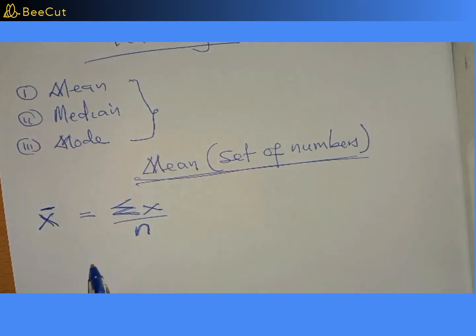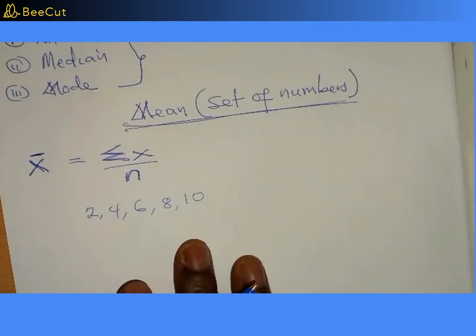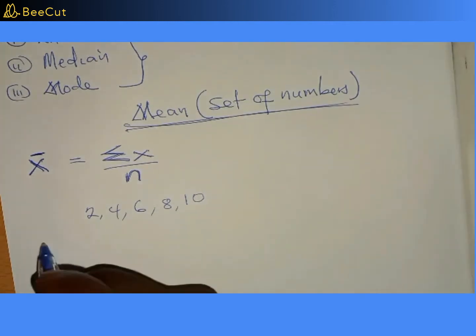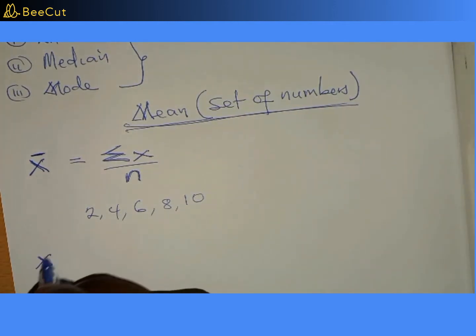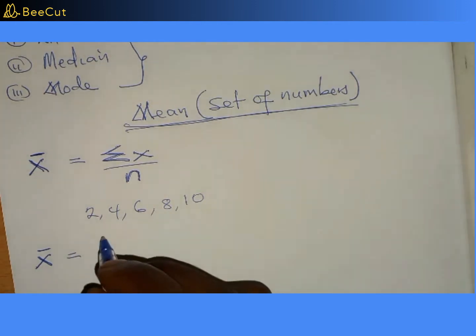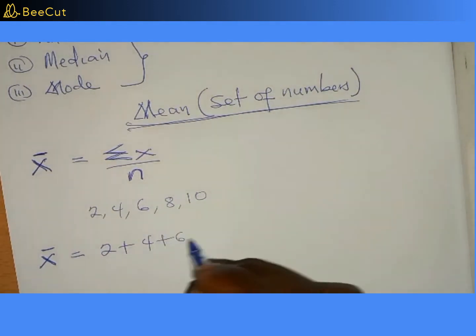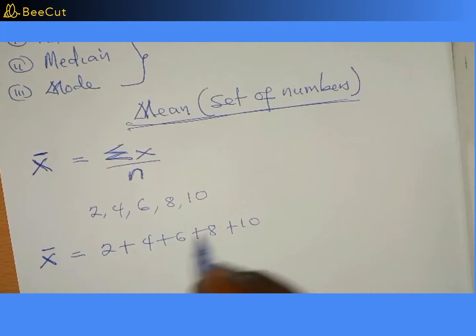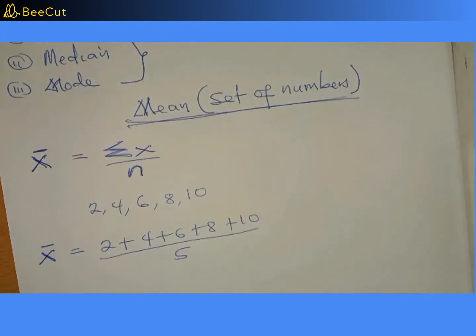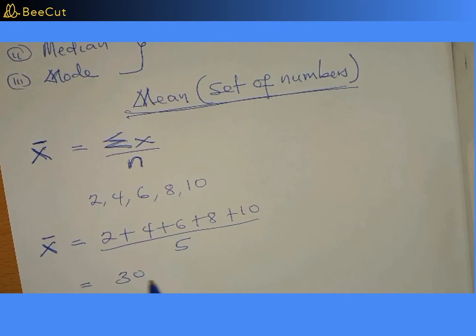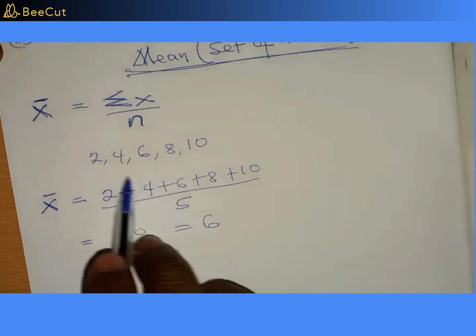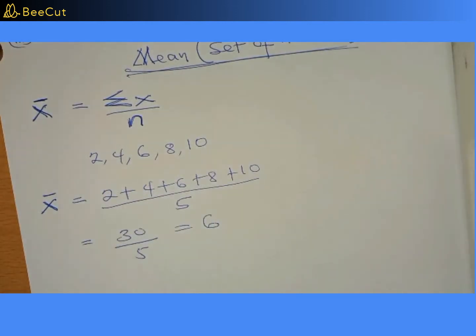For example, if I give you 2, 4, 6, 8, and 10, and ask you to find the mean or the average of these numbers, then x bar is equal to the summation of all the numbers, that is 2 plus 4 plus 6 plus 8 plus 10, all over 5 numbers. When you sum these up, you get 30 over 5, which gives us 6. Therefore, the mean of this set of numbers is 6.